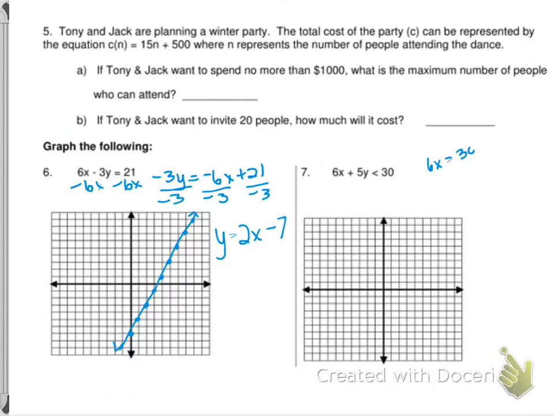Okay, I did this one a little bit different. I found the x-intercept and the y-intercept. So the x-intercept is 5. And the y-intercept was 6. So I put a dot at 5 and I put a dot at 6. I connected them with a dotted line because it is less than and not equal to. And I shaded below because y is less than. So that was just a quick way for me to do number 7.